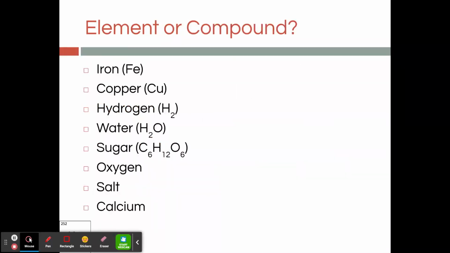So here we have a couple examples. Iron is a specific element off the periodic table. So iron is an element, the same as copper and hydrogen. Now, hydrogen is a tricky one. Hydrogen occurs in twos, but hydrogen is an element off the periodic table. Water and sugar, those are going to be compounds. Oxygen and calcium are elements, while salt here is a compound.